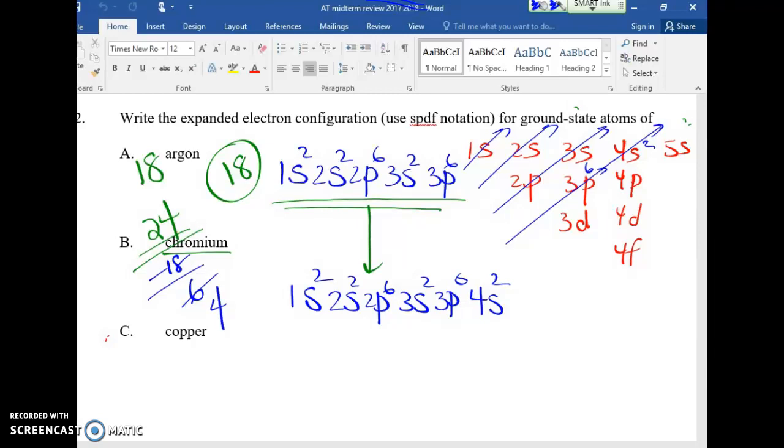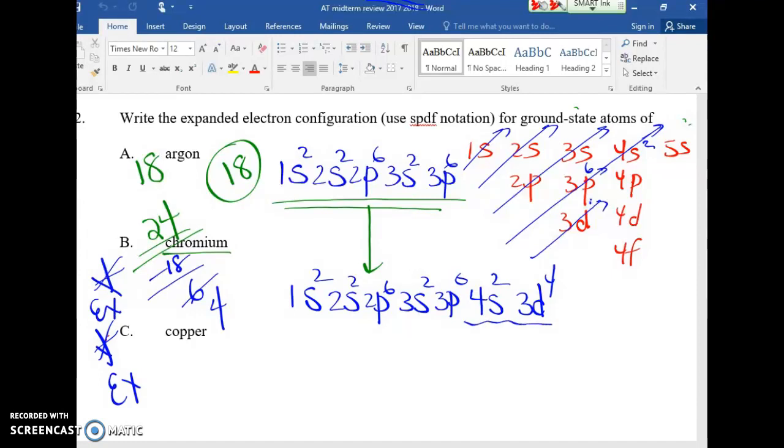Now I have to come down here, and I have to go to the 3d, and I can have 10 here, but I only have 4 to place. So it becomes 3d4. Now, here's the reason why we're asking these two. These are both exceptions. It turns out that this is a little bit different than what it actually is.